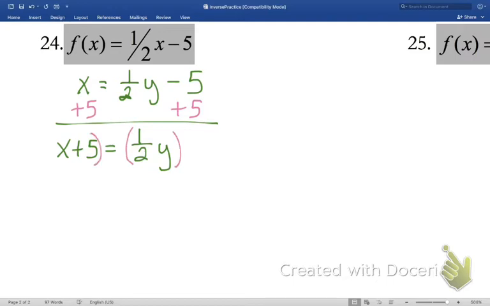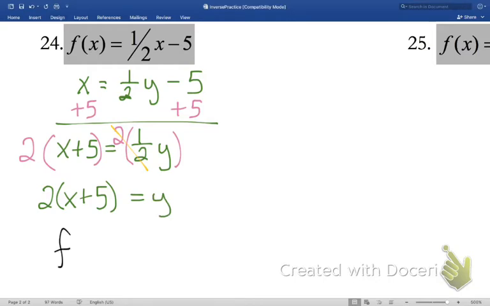That 1/2 causes people a lot of problems. But notice the 1/2, the 2 is dividing. And anytime I want to get rid of a fraction, all I have to do is multiply by the denominator. The denominator is 2. When I multiply, it's going to cancel. So I have 2 times x plus 5 equals y. Now we know our inverse function. F negative 1 of x is equal to 2 times x plus 5.